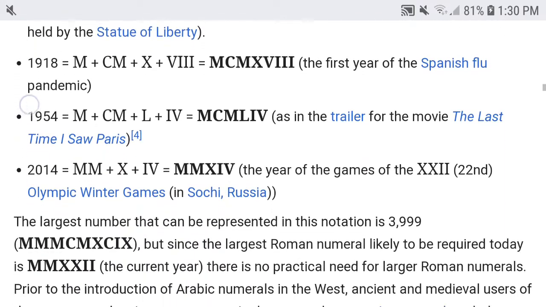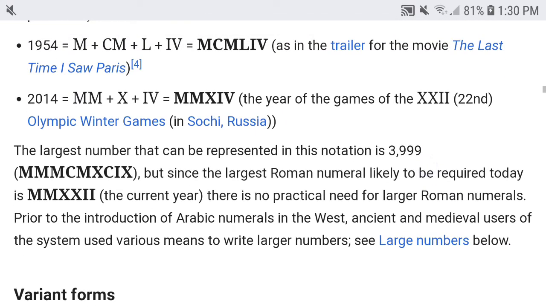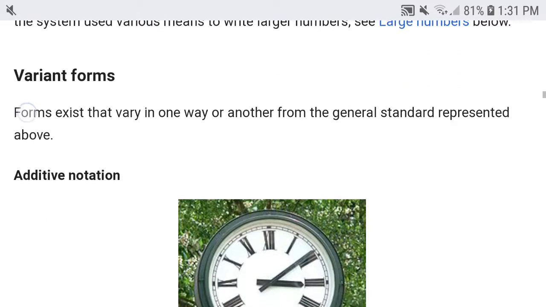Yeah, again, what about the year for 1,000? Okay, so there's an example here. The largest number that can be represented in this notation is 3999, like I said, which is MMMCMXCIX. But since the largest Roman numeral likely to be required today is MMXXII, the current year, there is no practical need for larger Roman numerals. Prior to the introduction of Arabic numerals in the West, ancient and medieval users of the system used various means to write larger numbers. See larger numbers below.